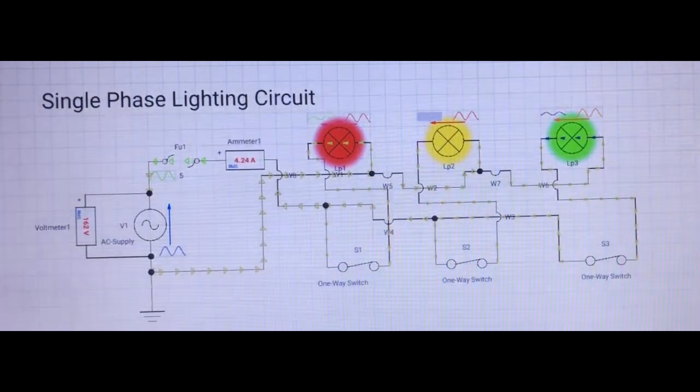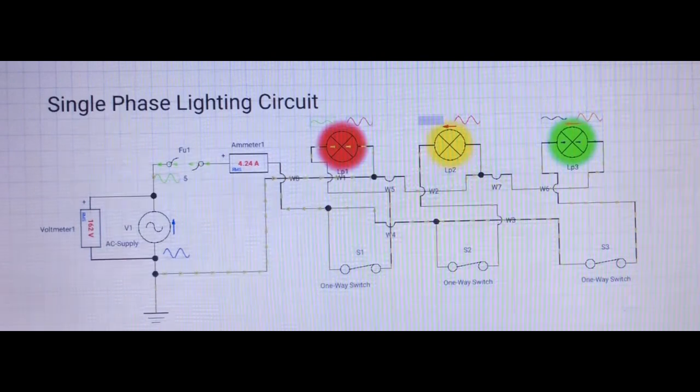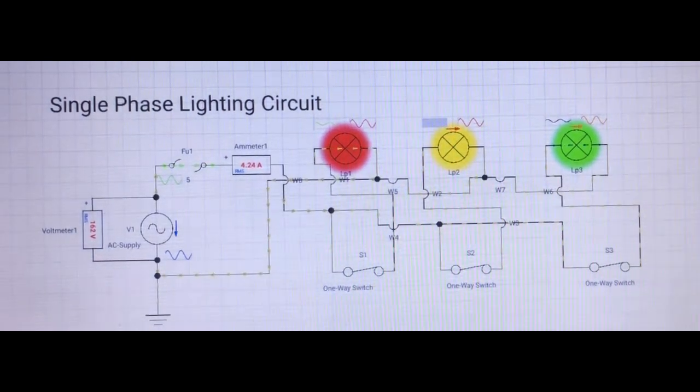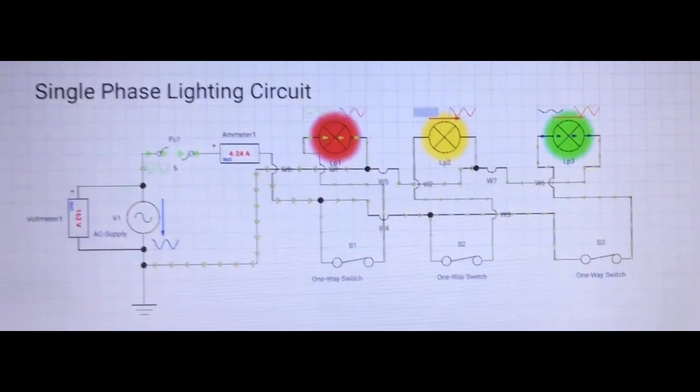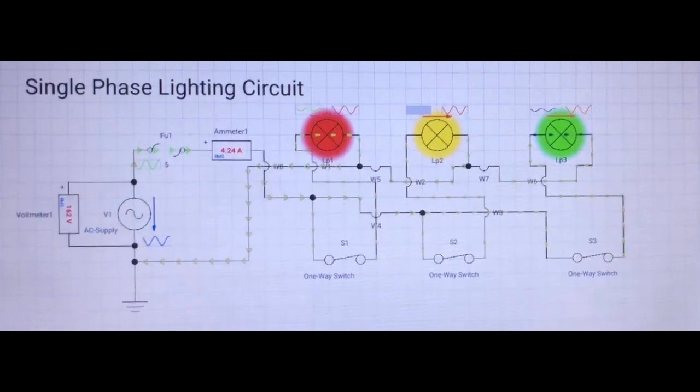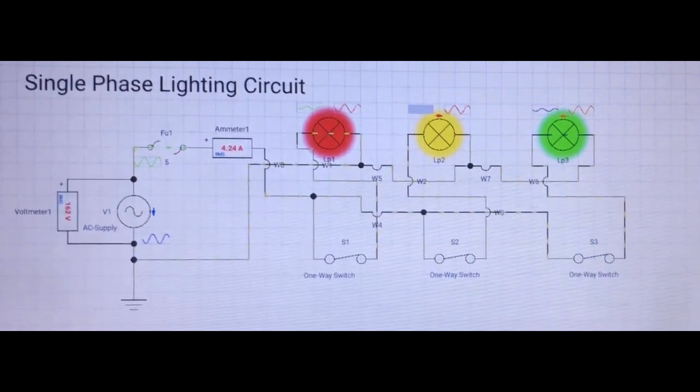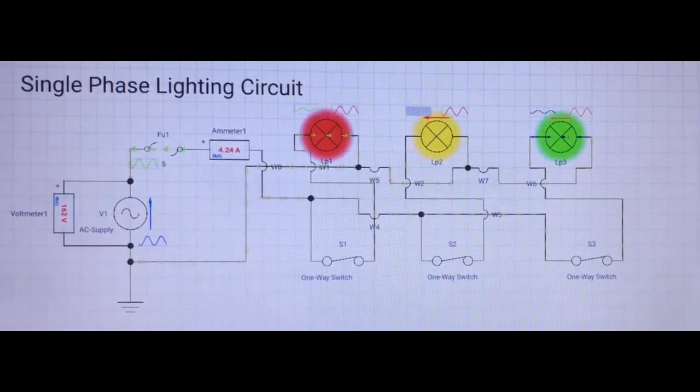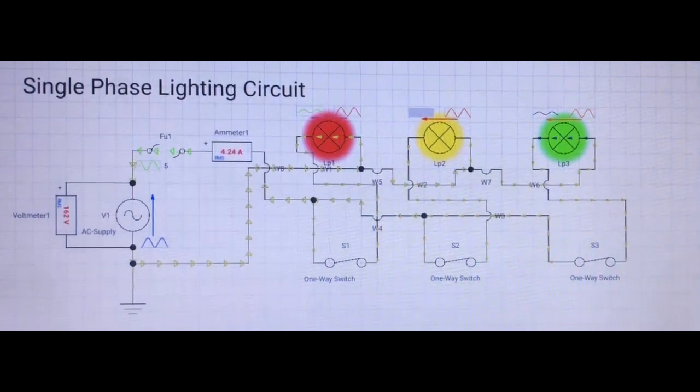And finally, now see, when all three one-way switches in the single-phase lighting circuit are in the closing position, all three lamps light up at once, and the current flowing through the ammeter changes to 4.24 amps in the single-phase design lighting circuit diagram.